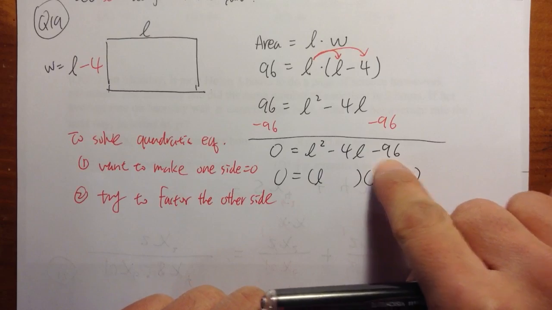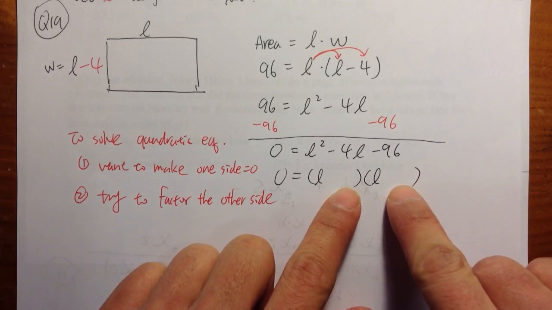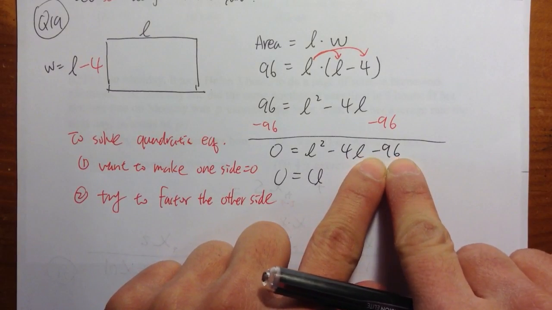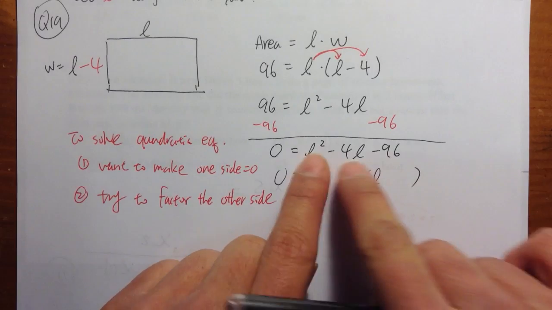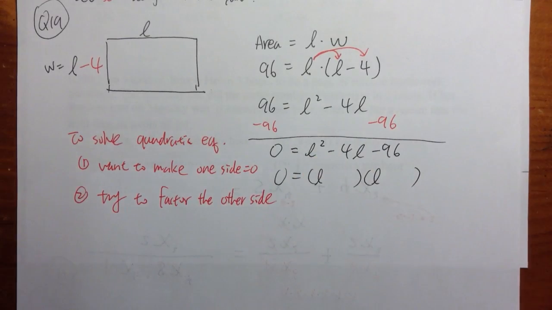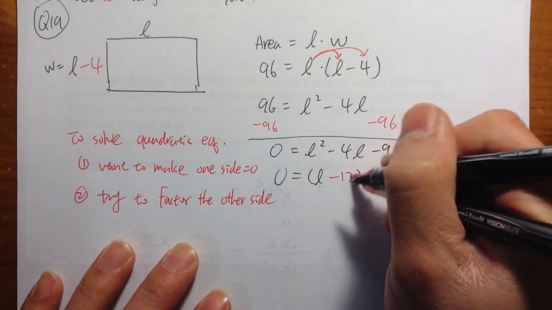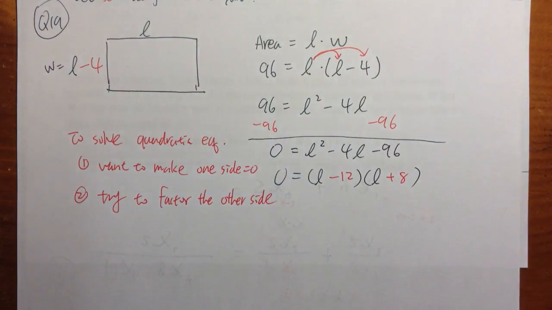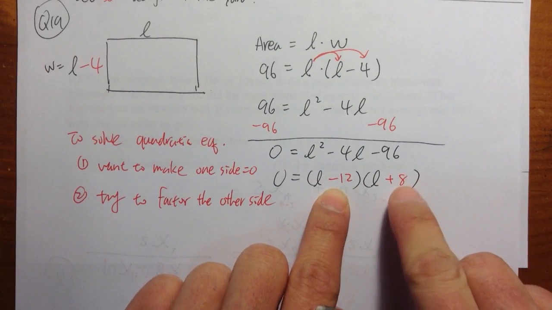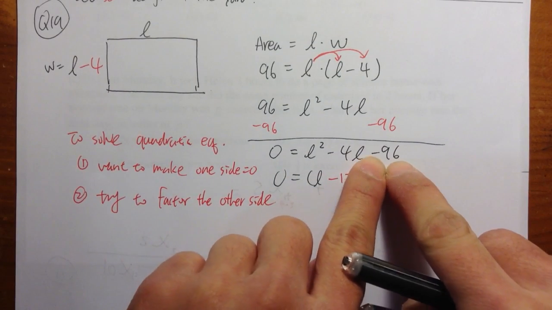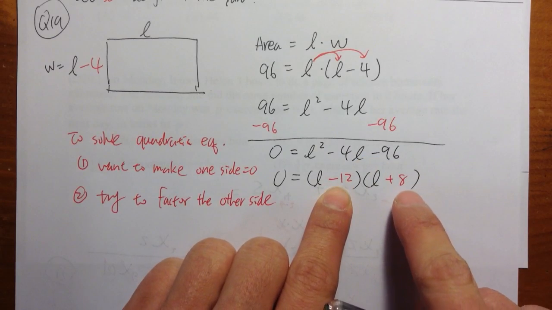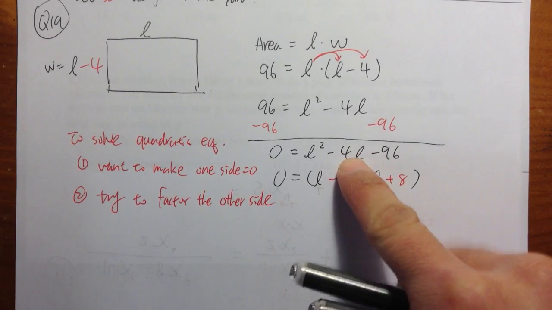And then look at negative 96. What times 12 will be negative 96? And then these two numbers, they should add up to negative 4. And the right combination is negative 12 and positive 8. So we can check. Negative 12 times 8 is equal to negative 96. Negative 12 plus 8 is negative 4.